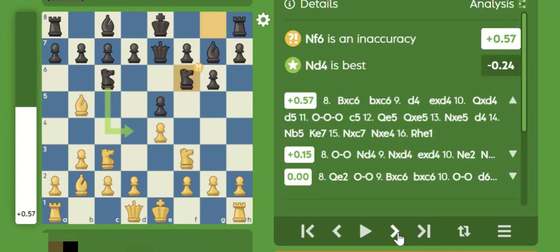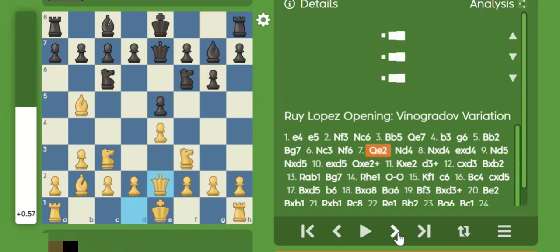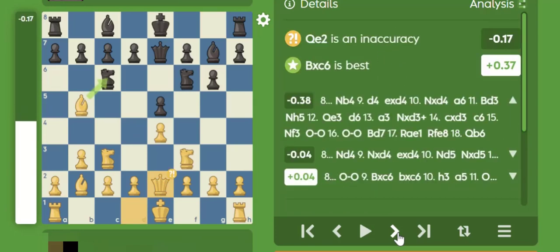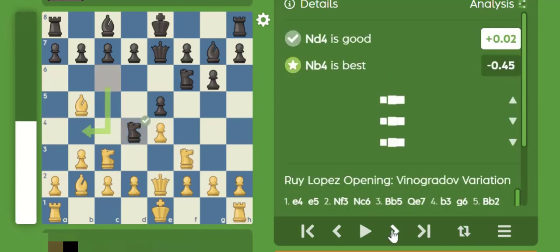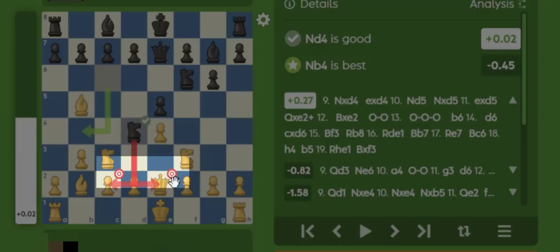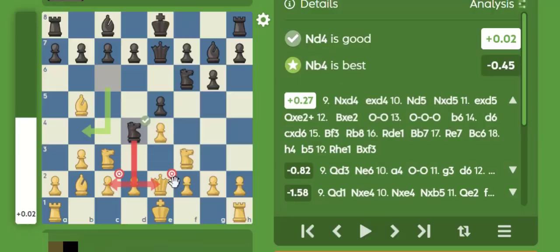Oh, you can see black made an inaccuracy. So we'll go through another inaccuracy, and again it shows you what's the best. Bishop taking the knight in that example was the best move. Now here you can see some bullseyes. And the bullseyes stand for the pieces that are being attacked. So when black moved to d4, it attacks the queen, and there's a loose pawn or an unprotected piece.